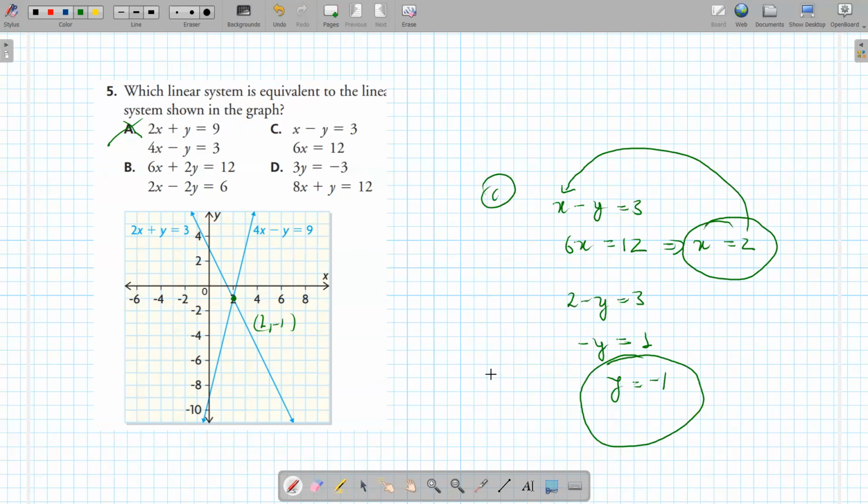Two systems are equivalent if their solutions are the same, okay? Solution just means where they meet. So that's the answer in this question.